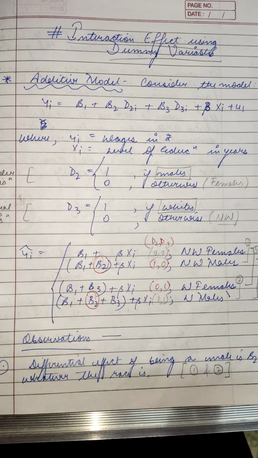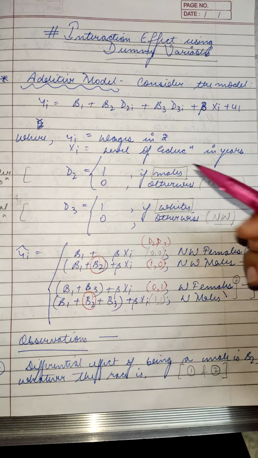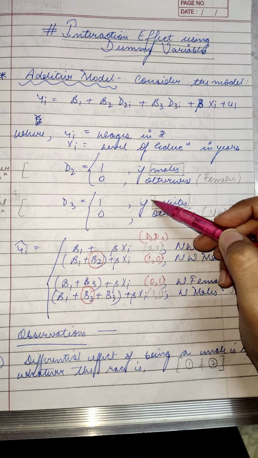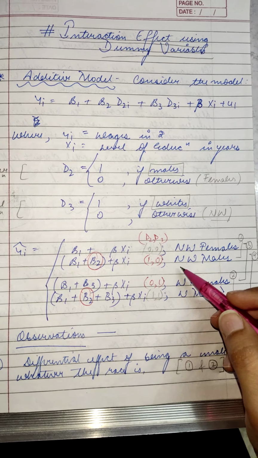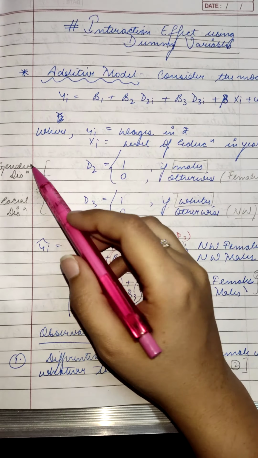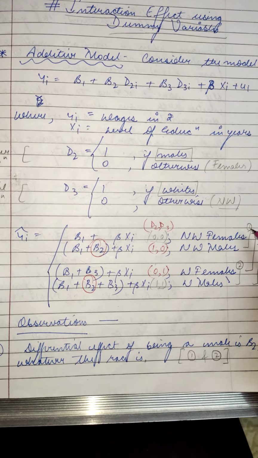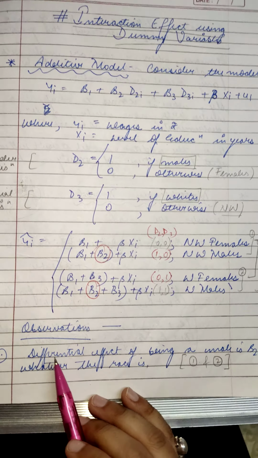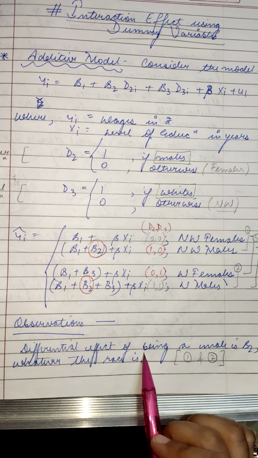Now let's talk about interpretation. So basically, why have I introduced 2 different dummies? There must have been some objective, right? The objective was to bring out both the gender and the racial discrimination. Observations: the differential effect of being a male is beta 2, whatever the race is.